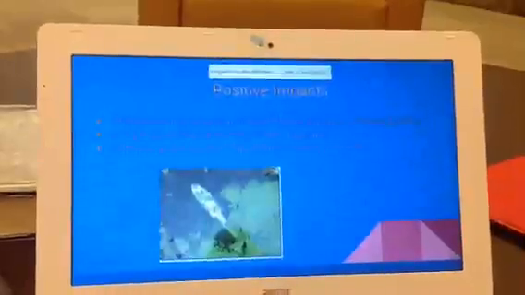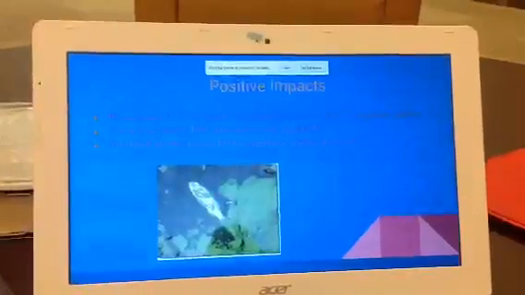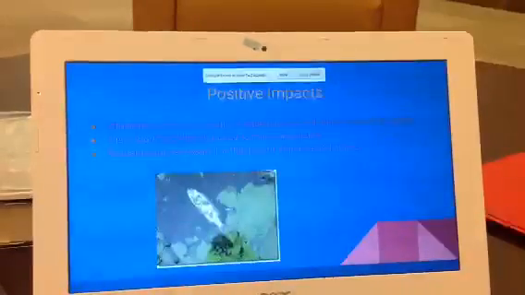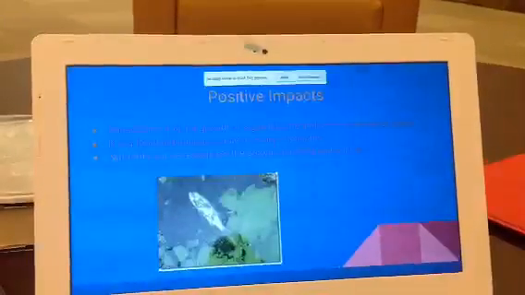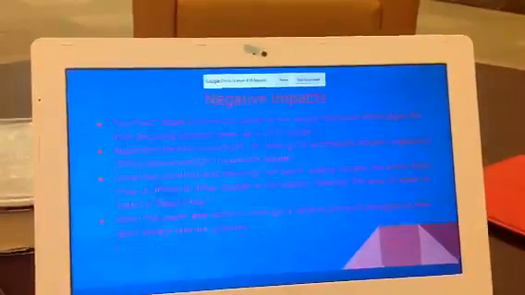Positive impacts. Phosphates fuel the growth of algae blooms and other underwater plants. It is a food and habitat source to many organisms. Nutrients are necessary for the growth of plants and animals.